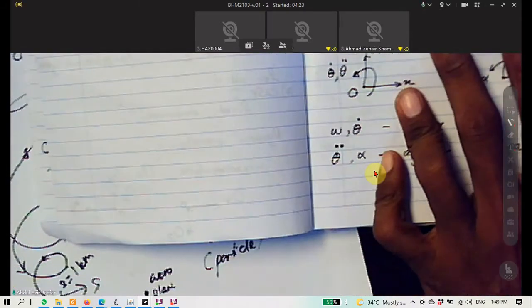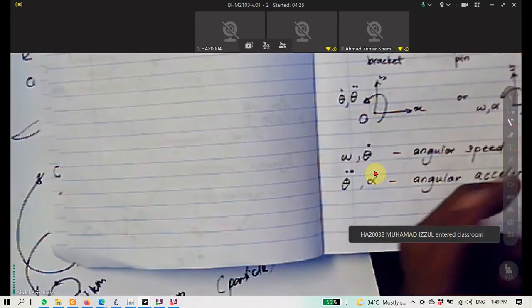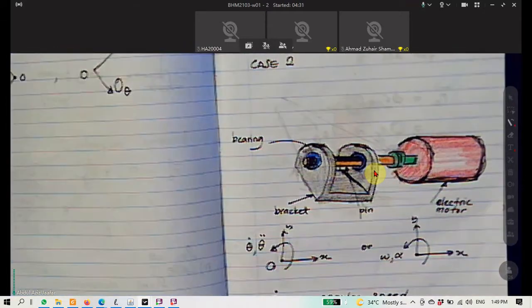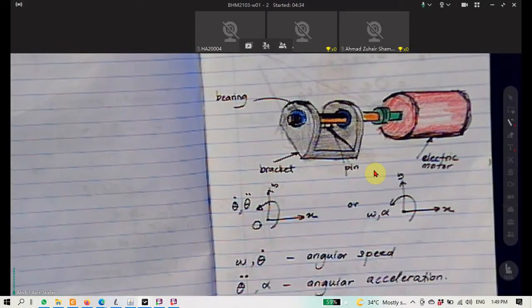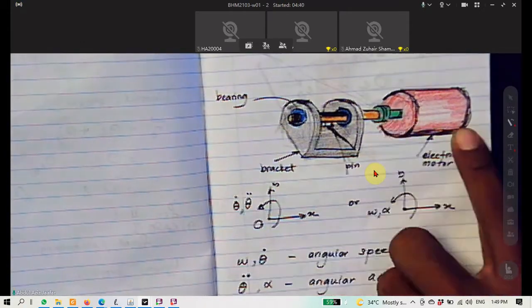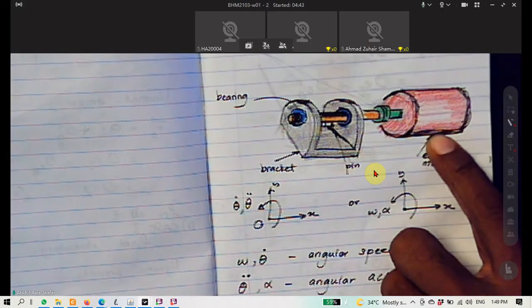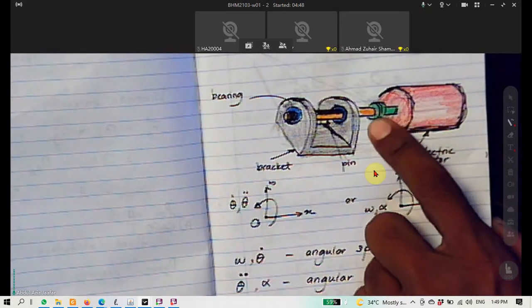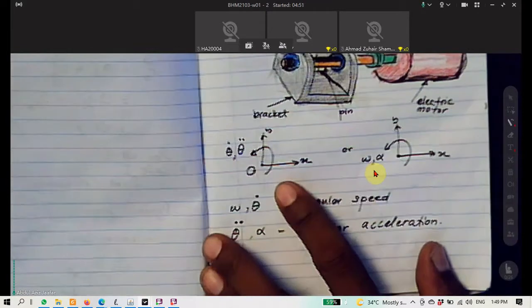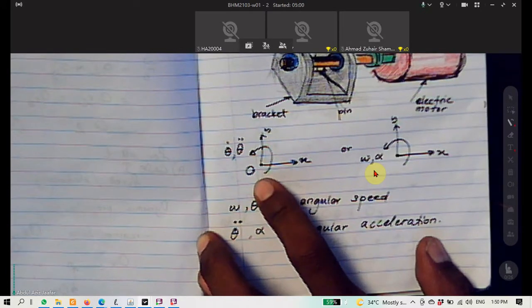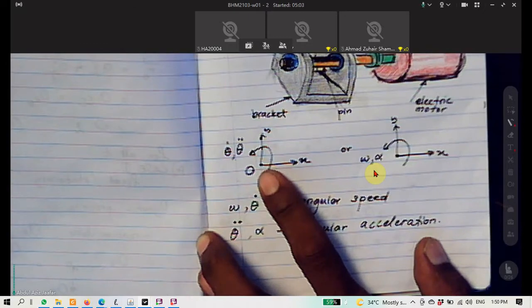Now case 2. The first one, we rotated manually. Maybe the next one we look at another method, an electric method to rotate the pin. So we attach the pin, and then we have a coupler there, and then we have an electric motor. This electric motor will rotate the pin. So we are using the same Cartesian coordinate system, and the angular motion is represented by theta.